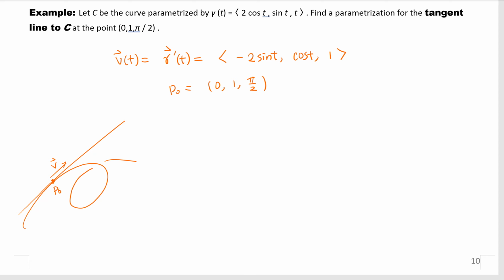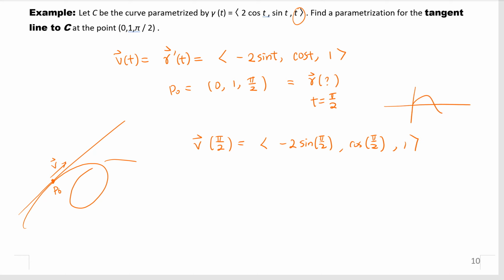But this point corresponds to what t value? So this is gamma of what t value? Well, that corresponds to when t equals pi over 2. Right, everybody? So when t equals pi over 2, then we get this point. So if we want to find the velocity at this point, we plug in t equals pi over 2. So minus 2 sine of pi over 2, cosine pi over 2, and 1.